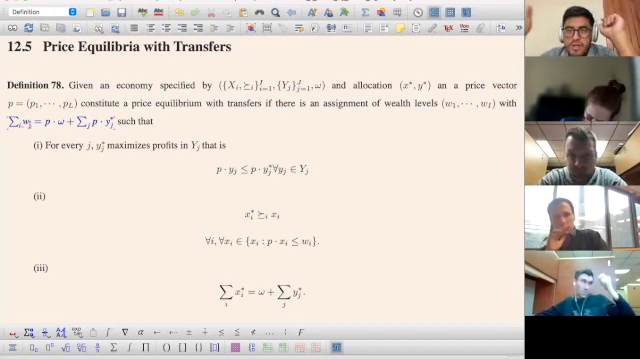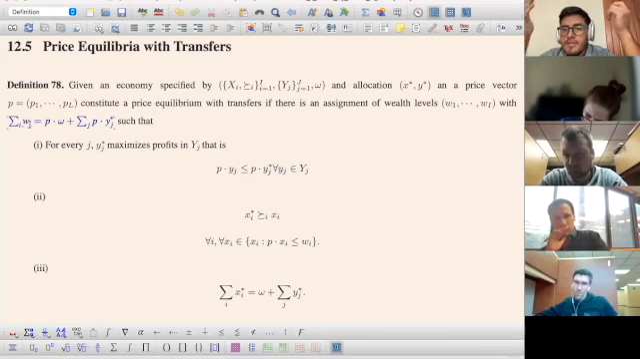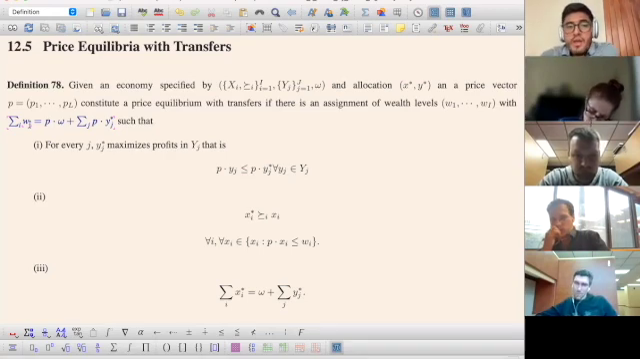And this is equal to what? To prices multiplied by the endowment vector, which is without a subscript i, because this is the aggregate endowment, plus the summation of all profits in the economy. So this is a summation over j, because there are capital J firms, and this is just the multiplication of prices times the optimal production plan of each firm j.